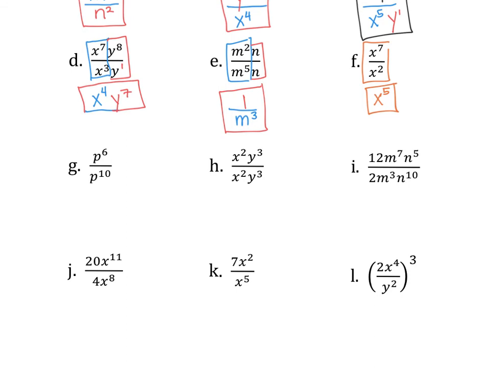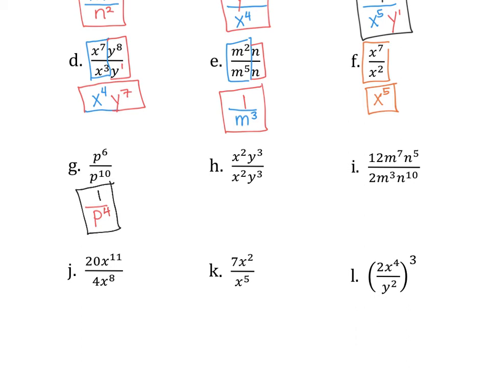Okay, for g, p to the 6th over p to the 10th, the higher exponent is at the bottom. So I have p to the 10th at the bottom. If I cancel out 6 of the p's, I'm left with p to the 4th. And because the numerator is blank, I have to put a 1 there.